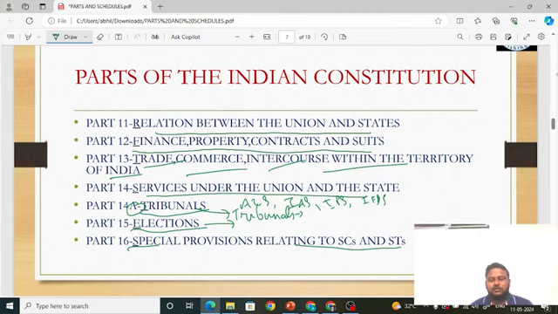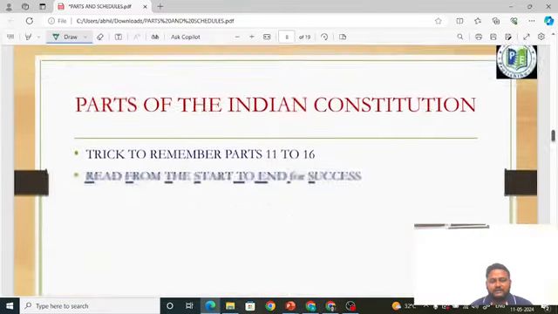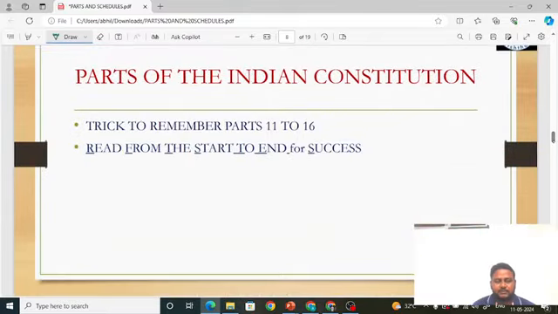Now we will go to mnemonics. Mnemonics of what? A trick to remember parts 11 to 16. Read from the start to the end for success. Observe the first letter of each word very carefully. Read from the start to the end for success. Here R talks about relations between center and states. F talks about finance, property, contracts and suits.